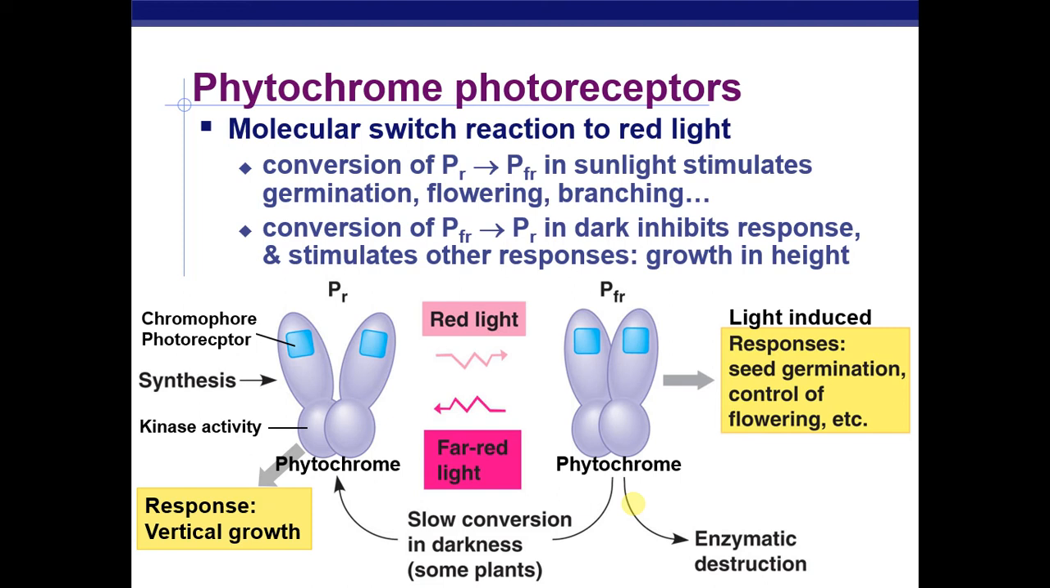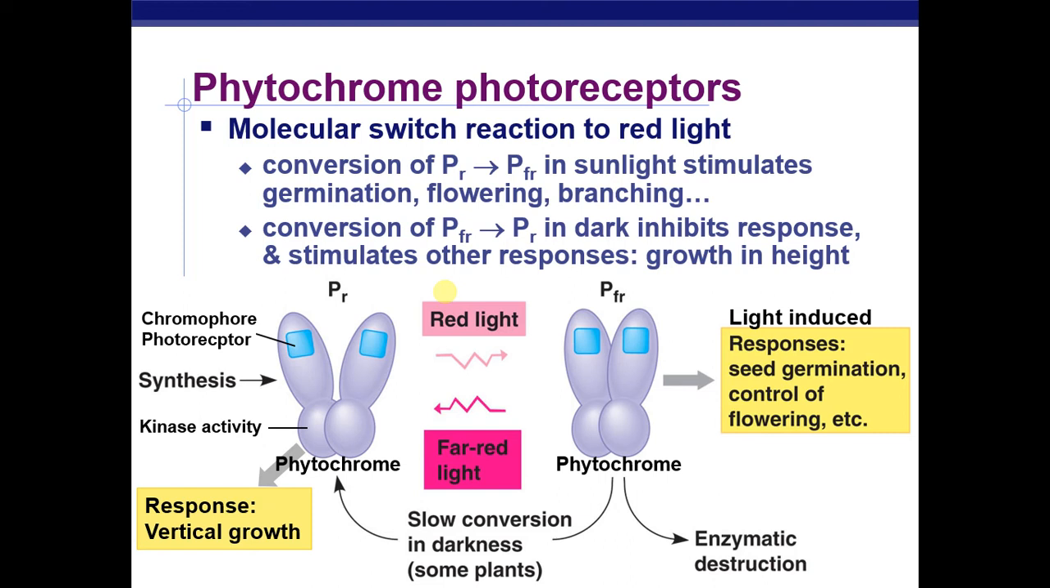So, for example, if the phytochrome is in the PR state and sunlight shines on it, it will have a high concentration of red light, and that will stimulate this phytochrome to switch to the PFR state, which allows for seed germination, flowering, and branching, and because there's a lot of light present.